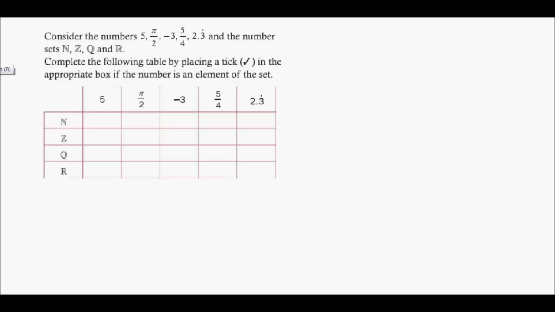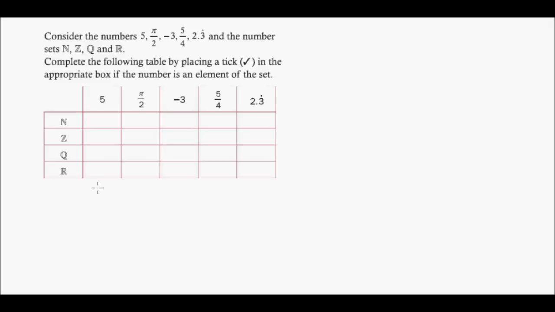Okay, so here's a typical problem. It says consider the numbers 5, pi over 2, negative 3, 5/4, 2.3, and the number sets N, Z, Q, and R. Complete the following table by placing a tick in the appropriate box if the number is an element of the set. Okay, so this is pretty straightforward.